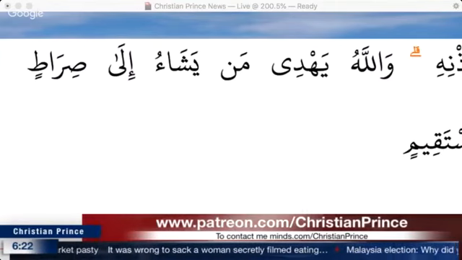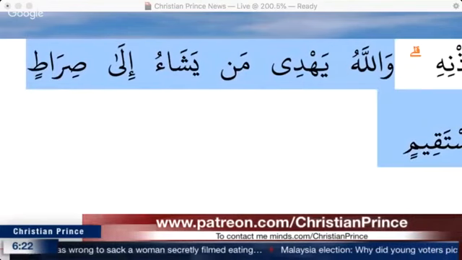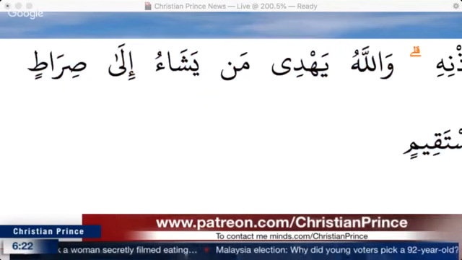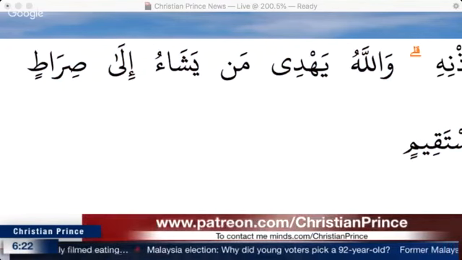It says, Wallahu yahdi man yasha'u ila siratin mustaqim. And Allah guides whom He wishes to the straight way. So at the end of the day, it is the wish of Allah. It's not your wish. Yes.